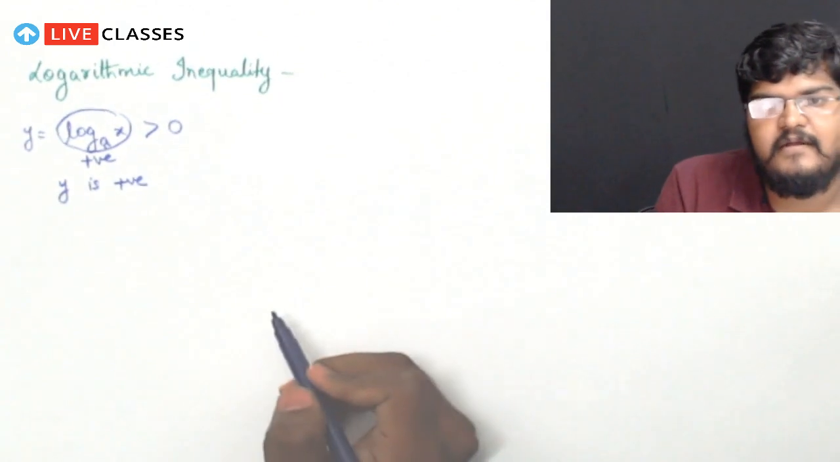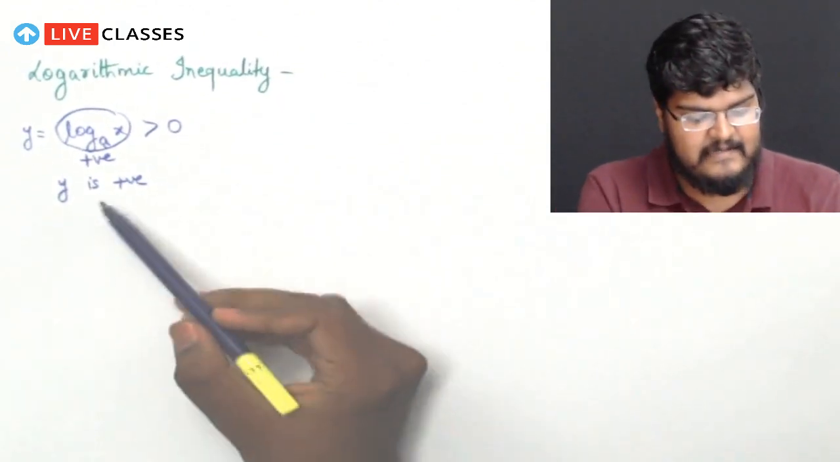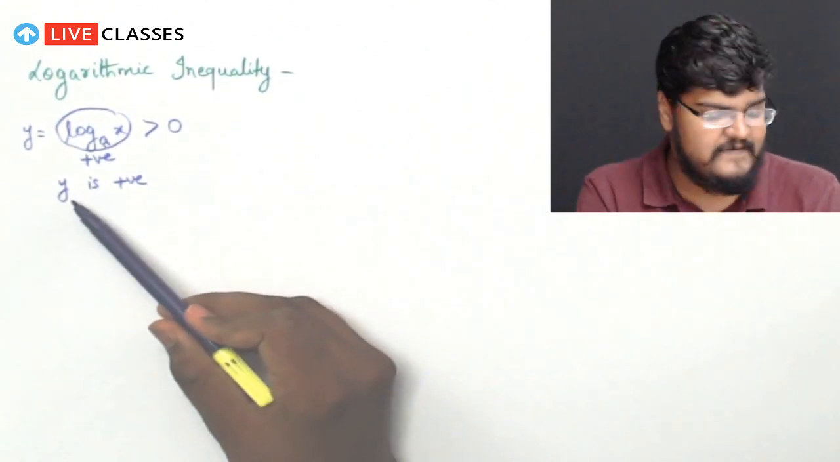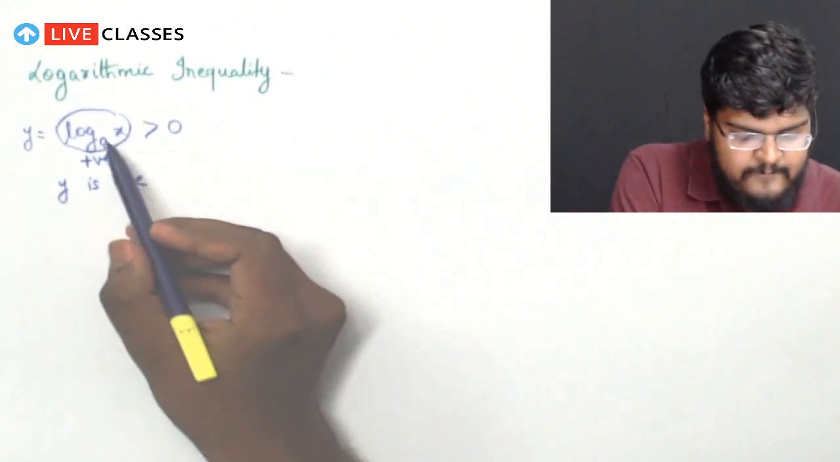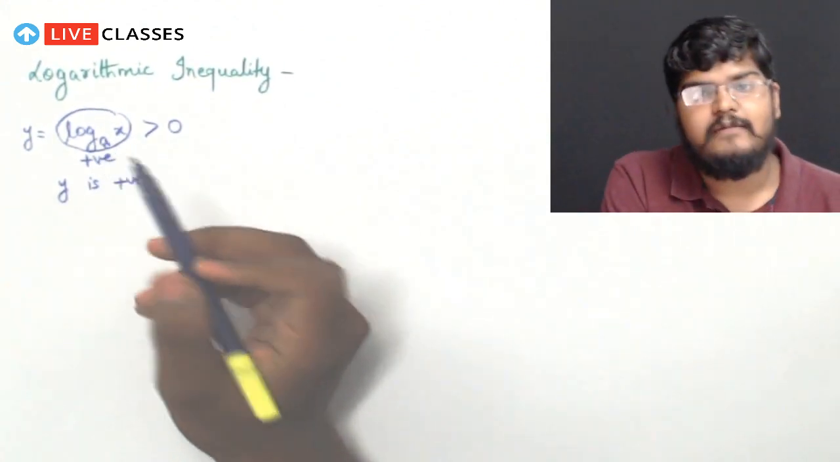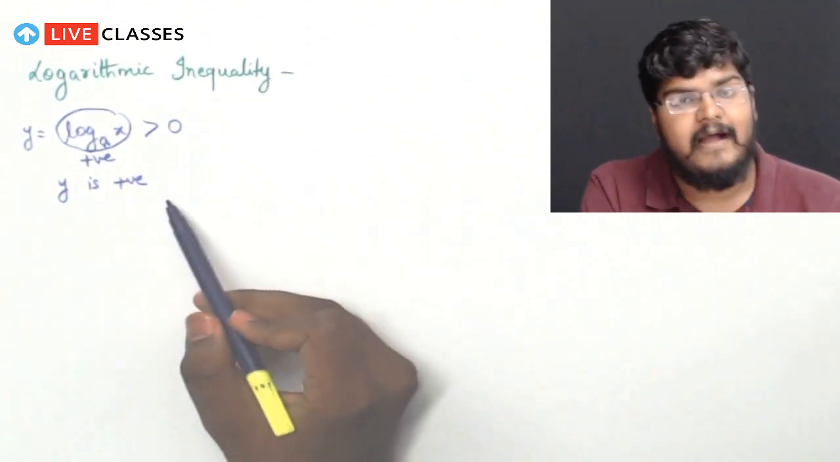And if you remember, at the very start of this session, we had discussed under which circumstances we will get the value of y as positive. Well, it will be for both a and x lying on the same side of the value 1 that we will get the value of y as positive.